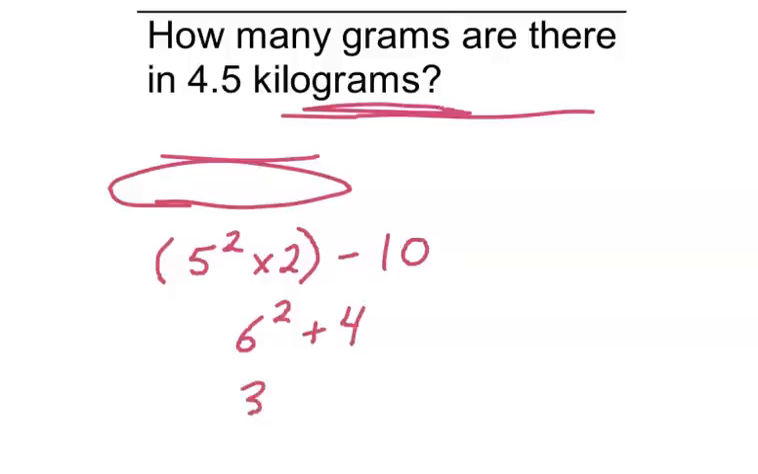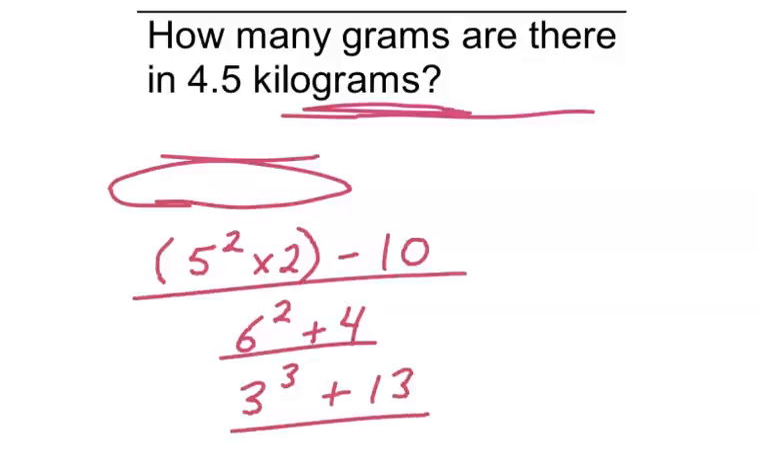Or 3 to the third power. 3 to the third power is 3 times 3 is 9, 9 times 3 is 27. And then we'd have to add 13 to that to get to 40. So here's 1, 2, 3 possible examples, and there's a ton more. As long as you have something that has the exponent in it, it fulfills what they're trying to ask here, which is to include an exponent. All right, that's all there is for that one.